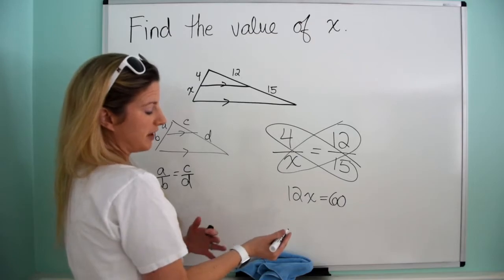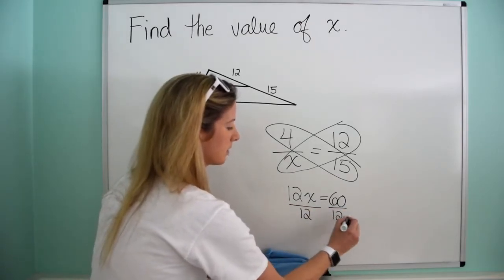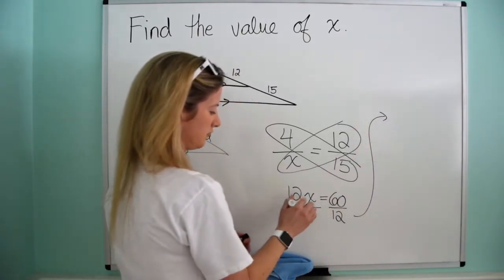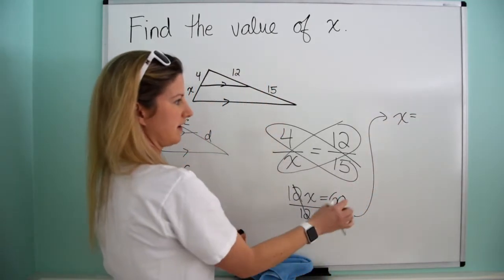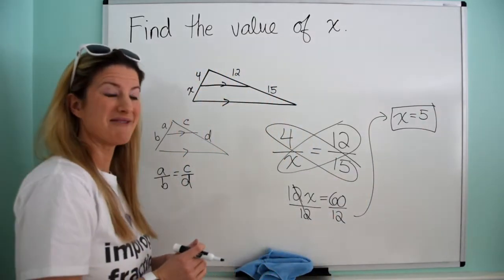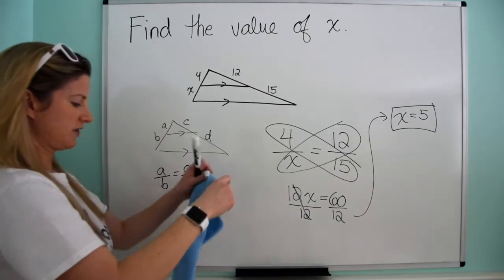Now, if we want to solve for x, we just divide both sides by 12. I'll come up here just so that I have room. 12 divided by 12, that goes away, so we're left with x. And then 60 divided by 12 is 5. So x equals 5.